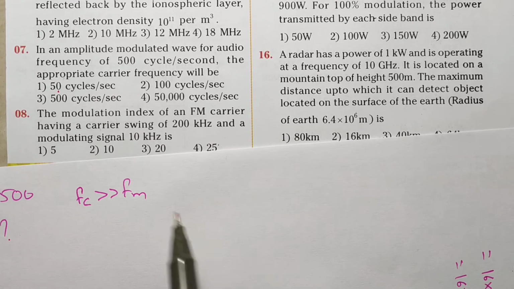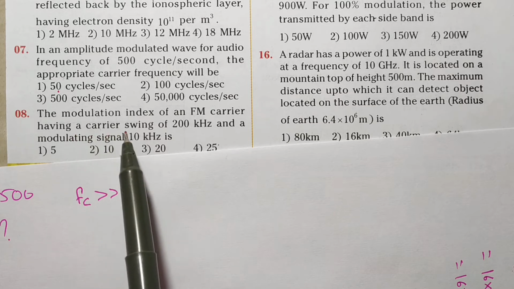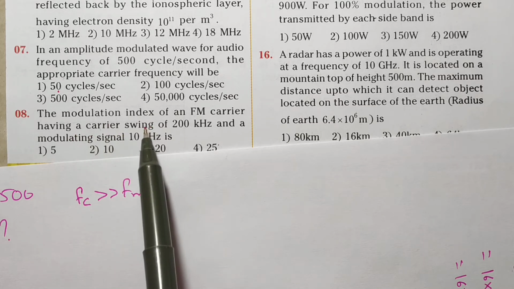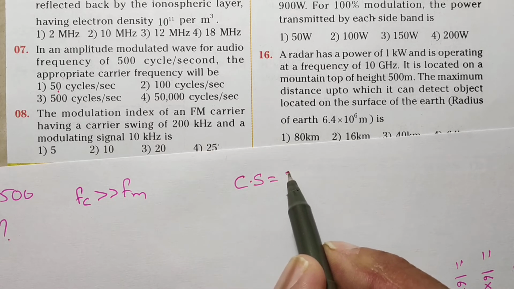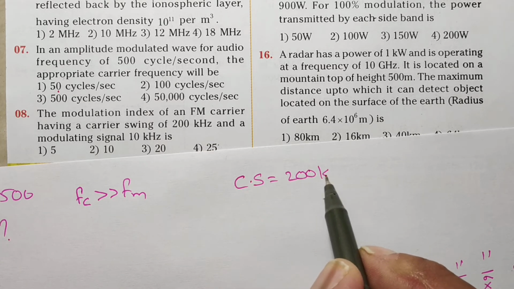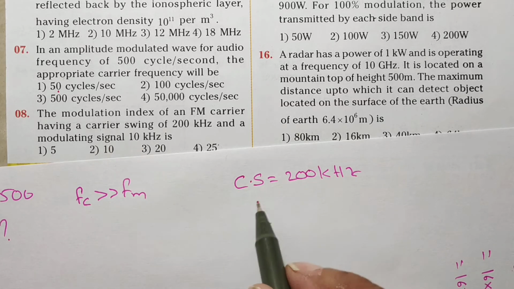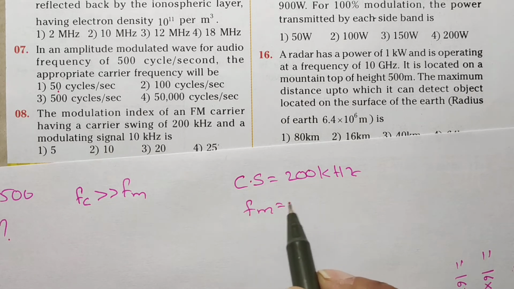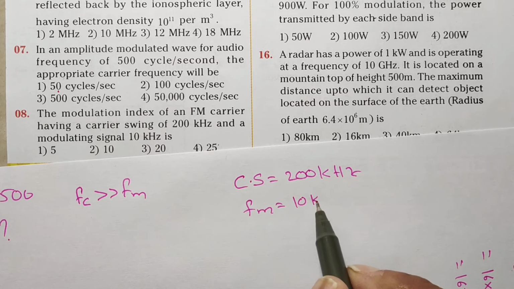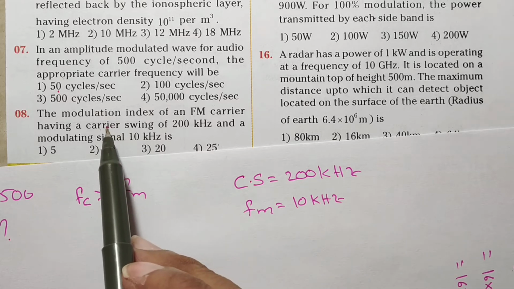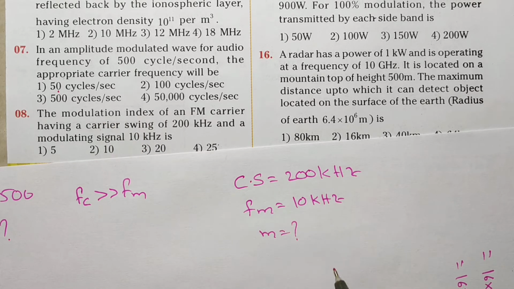Eighth question. The modulation index of the FM carrier whose carrier swing is 200 kilohertz. The carrier swing they have given is 200 kilohertz, and the modulating signal frequency, fm, they have given is 10 kilohertz. What do we have to find? We have to find the modulation index, that means the m value.